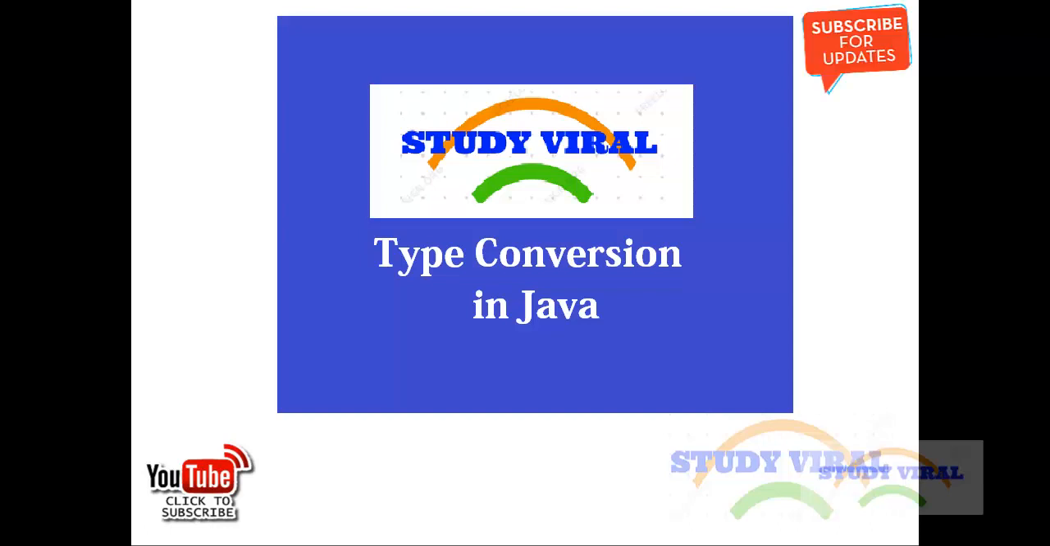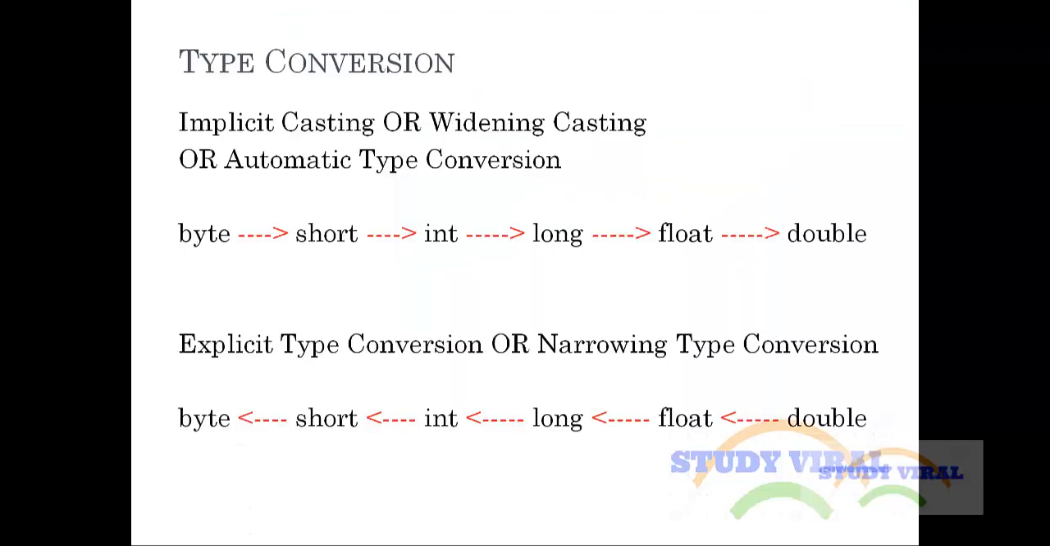In this video tutorial, I'm going to tell you about type conversion in Java. Type conversion is basically changing a value from one data type variable to another data type, and type conversion is of two types: implicit casting and explicit casting.